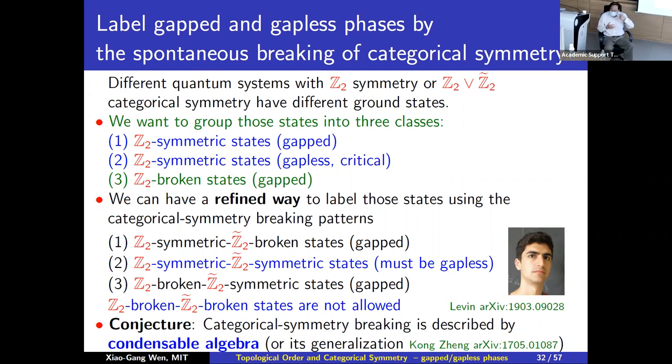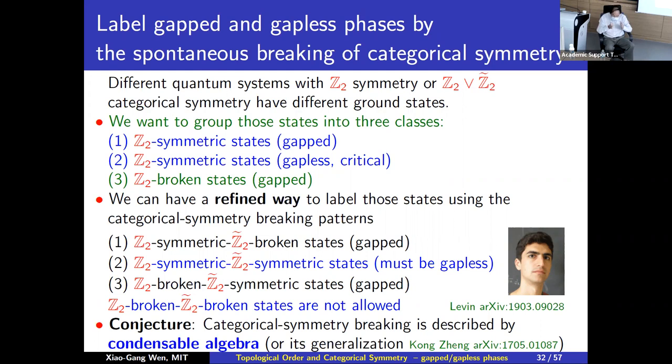So this symmetry breaking pattern and condensation now includes gapless states. If you ignore the gapless states, the two symmetry breaking patterns label the two states well. But if we include the gapless states, there is degeneracy. That means that using the Z2 symmetry picture, we cannot distinguish two different situations, and the categorical symmetry gives you more detailed information. You can distinguish them.